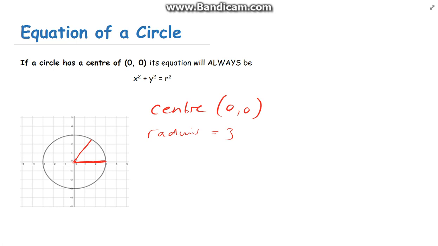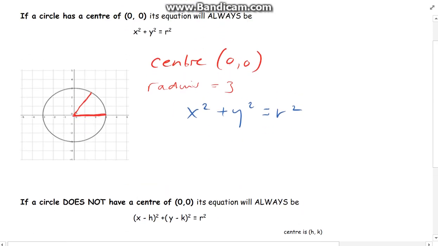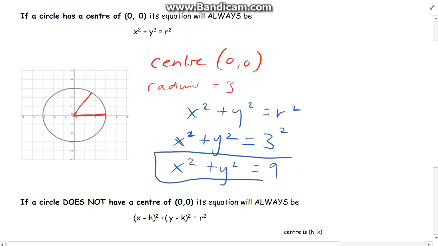They're the two pieces of information I need, along with my formula. As I said earlier, if the centre is 0, 0, the formula is x squared plus y squared equals r squared. Ours is 0, 0, so we're going to leave it as x squared plus y squared equals r squared. Our radius is 3, so we'll put 3 squared. To finish it off, we'll have x squared plus y squared equals 9. And that is the equation of this circle here.